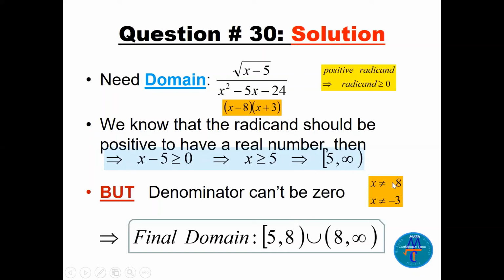Now x cannot be 8. So I have to go from 5 to infinity and remove the 8. Remove the 8 means I can say 5 to infinity except 8. Or, because the question says in interval notation, closed 5 to 8 open, union 8 open to infinity. That's the best final domain.